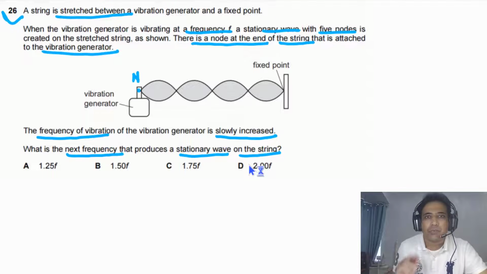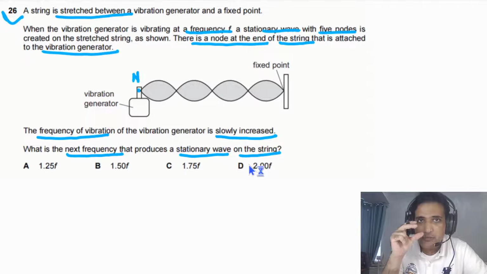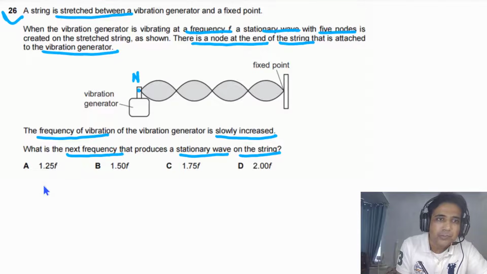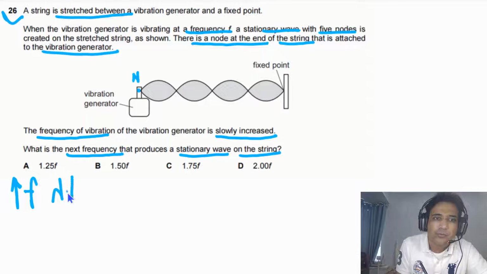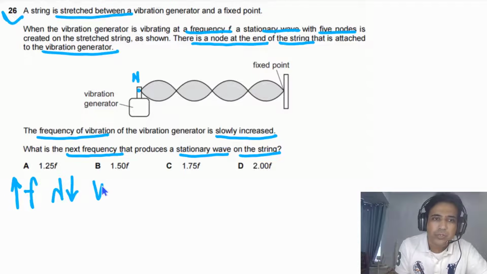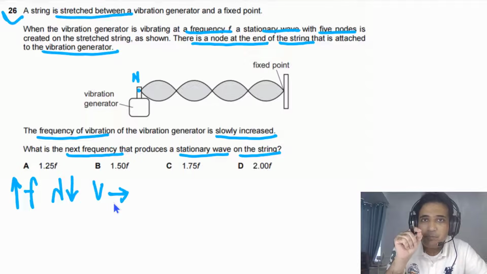So this is a typical type of question about stationary waves. Let's try to understand how we can approach. First thing we need to understand, when we increase the frequency, lambda of the wave will decrease, but speed of the wave will not change. Very important point. Speed of the wave will not change, because speed of the wave depends on the medium and it also depends on the type of wave.